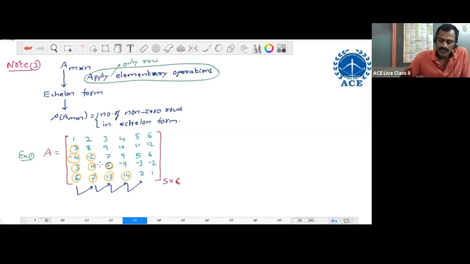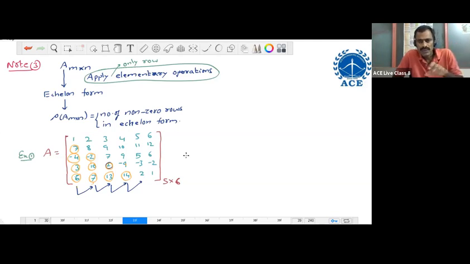For making the column elements as zeros, we are applying row operations. This is called row echelon form only. It is a method of reduction. If you want to reduce the matrix into echelon form, start with the first column. Below the first element, make all other elements zeros using the first row.